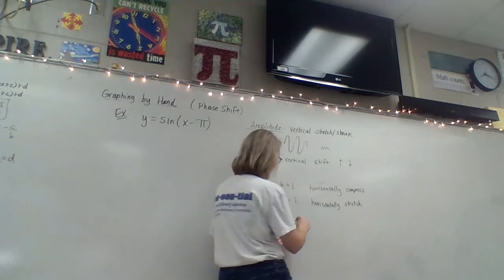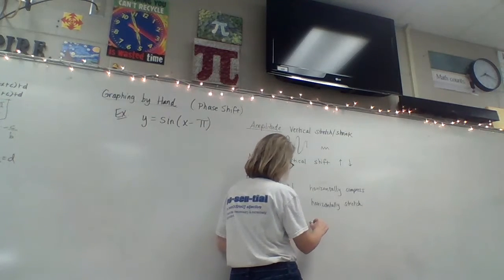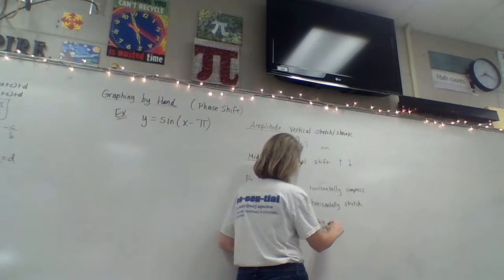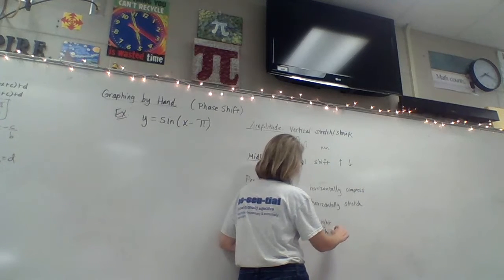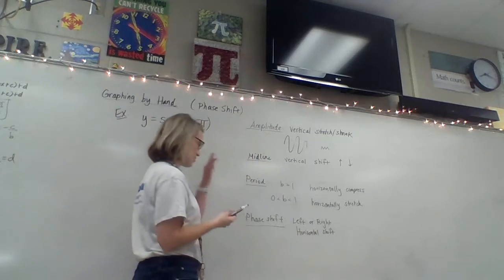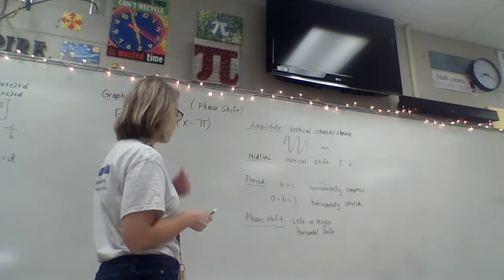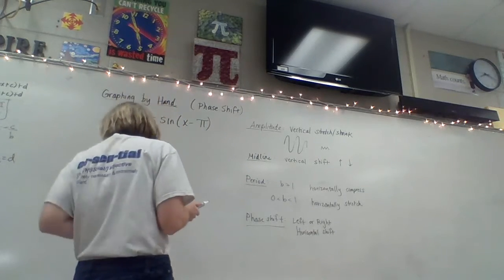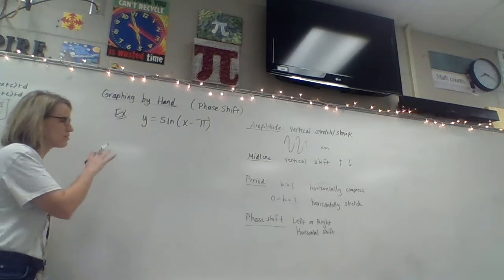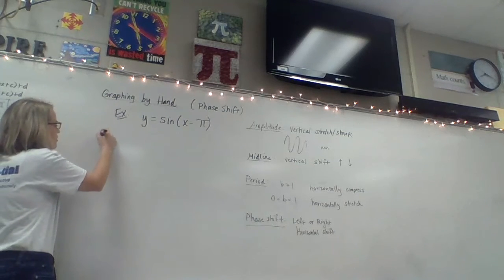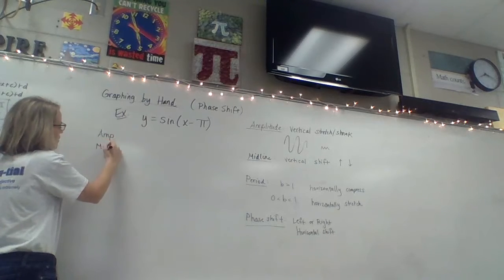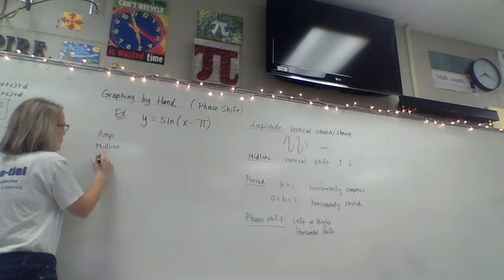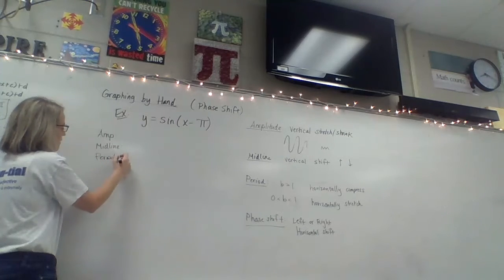So phase shift is a left or right shift. So this is a horizontal shift. The entire graph is scooting left or right. Okay, so that's the differences in what those things do. So when you're looking at this equation right here, I'm going to ask you to do all the same stuff that we've been doing on the other ones. So we're going to start by defining the amplitude, midline, period, and we are doing phase shifts, so we'll add that to the list.